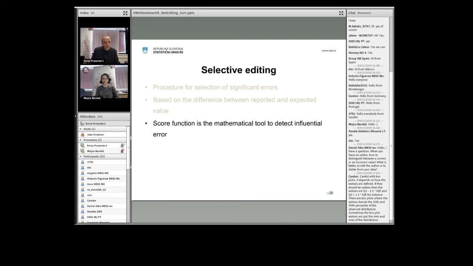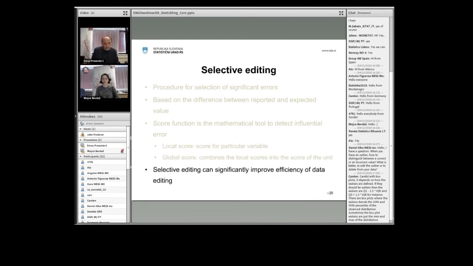Mathematically, it's done through the so-called score function. Score function means that for all your units and all your errors in your units, you make scores, and only the units and data that get the highest score are then verified manually. Usually you have one local score for the particular variable, and then you calculate the global score for the whole unit. So the fact is that selective editing can significantly improve efficiency if you do it in the right way.